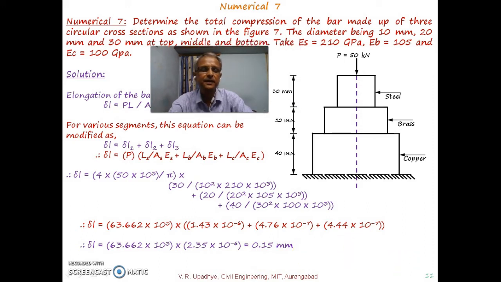So with this numerical, what we have discussed up till now is stress sigma is equal to load divided by area, that is P divided by A. Then longitudinal strain epsilon is delta L by L, and then we have discussed Young's modulus, and then we have discussed lateral strain and Poisson's ratio.